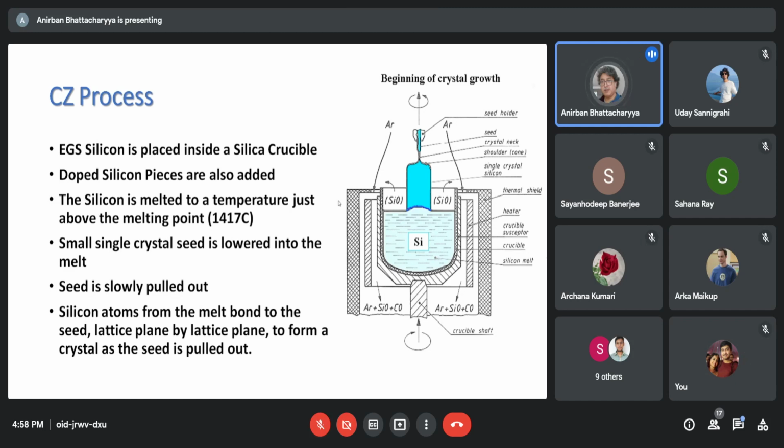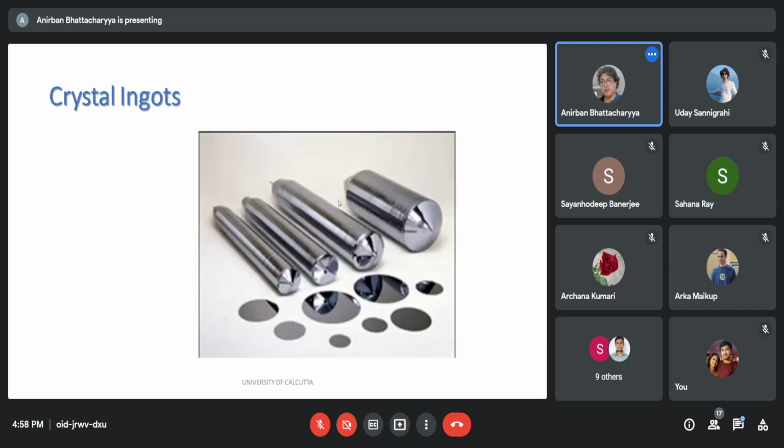So a single crystal seed is lowered into the melt, and the seed is slowly pulled out. Silicon atoms from the melt bond to the seed, lattice plane by lattice plane, to form a crystal as the seed is pulled out. So you can see the neck, the shoulder, and the single crystal being formed. So this is the technology, this is the process, and this is the result. This is something which we call a crystal ingot. Now this is a single crystal, and the crystallinity, whether it's 111, 110, etc., what does it depend on? What do you think this crystal structure depends on?